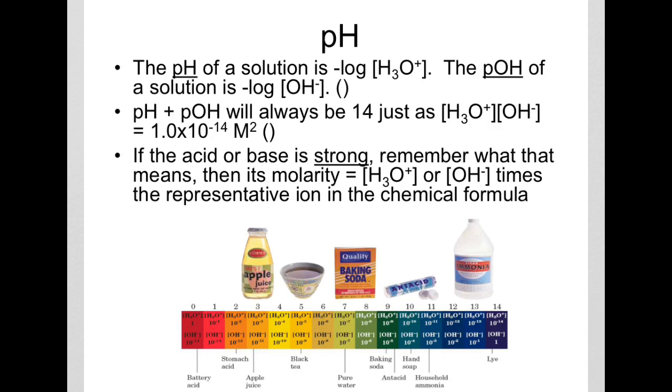So if the acid or base is strong, and remember being strong is the only ones we're going to talk about, that means its molarity is equal to the concentration times the representative ion given in the formula. And if we look at our dividing line of acids and bases, we see that acids, for the most part, are things we put in our body. Water, stomach acid, black tea, apple juice, battery acid, no. While other things we generally do not put in our bodies, with the exception of maybe an antacid.